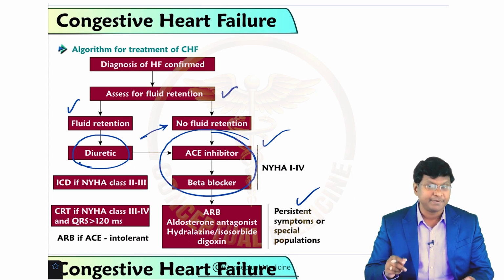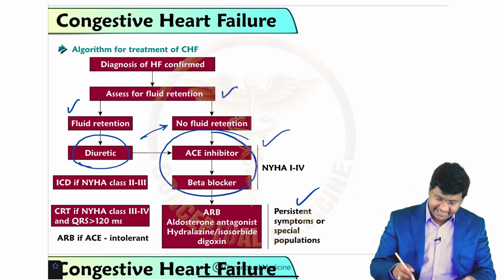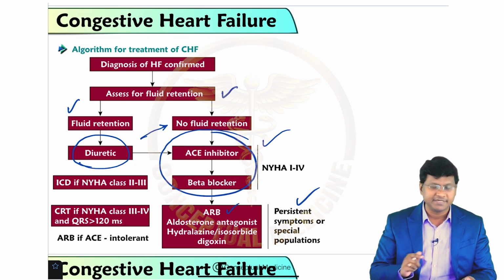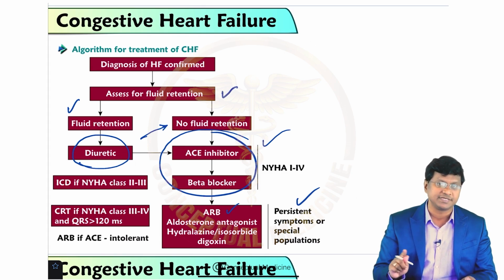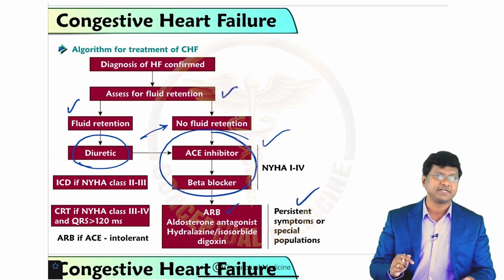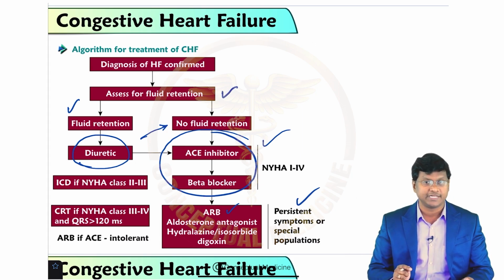But if there are persistent symptoms, then the additional drugs that you need to add are ARBs. But when you are giving ACE inhibitors, you should not give ARBs, angiotensin receptor blockers, because that will cause potent hyperkalemia. Right? If you are using both ACE inhibitors and ARBs, that will cause hyperkalemia and can make the individual land up in mortality.